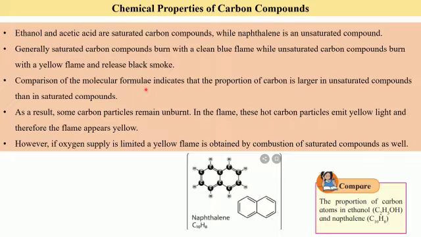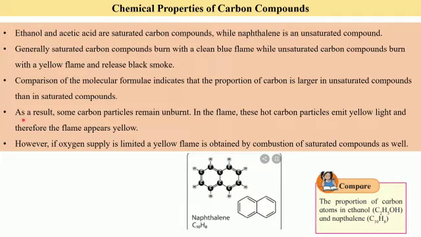Comparison of the molecular formulae indicates that the proportion of carbon is larger in unsaturated compounds than in saturated compounds. So this is evident from this information box here. You can compare the two formulas of ethanol and naphthalene. If you see, the number of carbon atoms in ethanol is just 2, whereas in naphthalene it is 10. So unsaturated carbon compounds contain more carbon atoms as compared to the saturated ones.